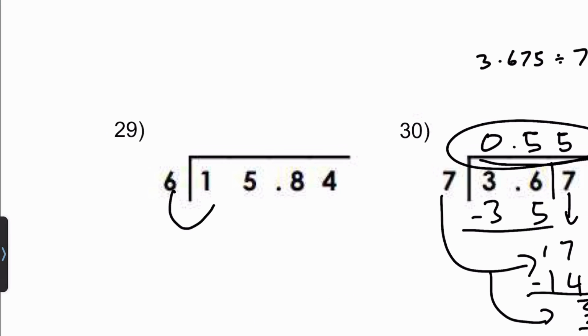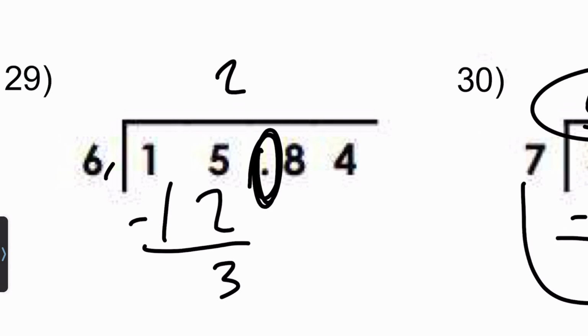How many times does 6 go into 1? It doesn't. So how many times does 6 go into 15? 2. 6 times 2 is 12. You put that down here. Minus 12 from 15 and you get 3. Now we've come across a decimal point. When you've come across a decimal point, you have to put one up here as well. And we can just carry on as normal.